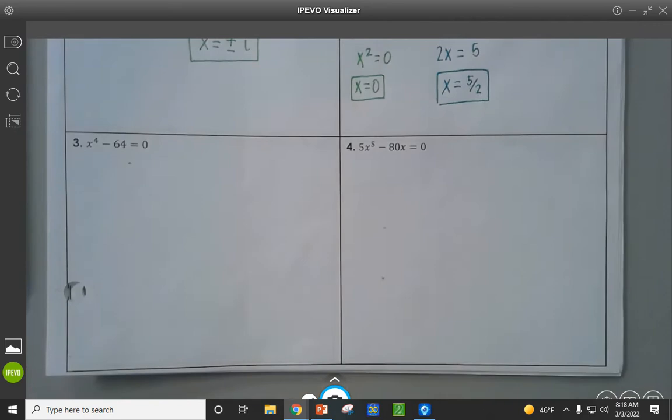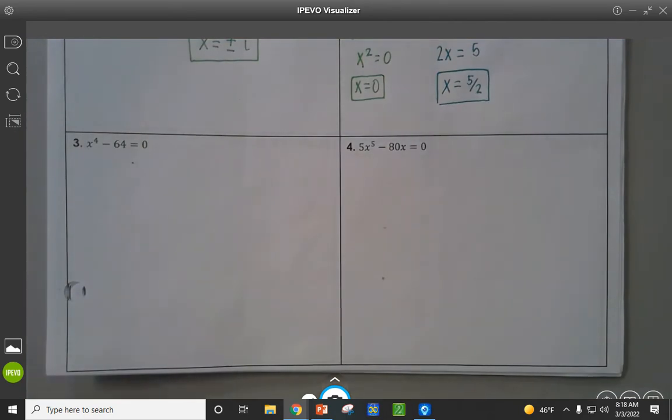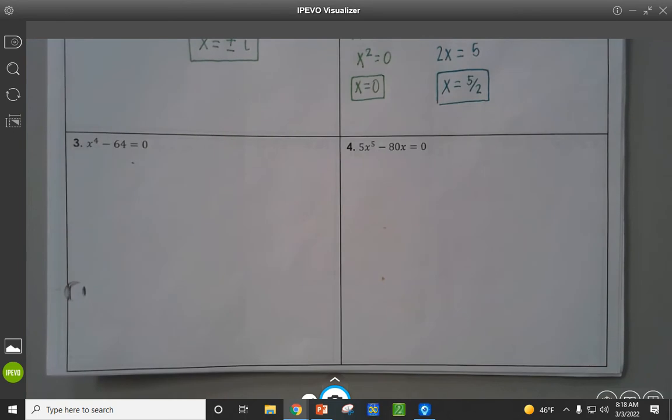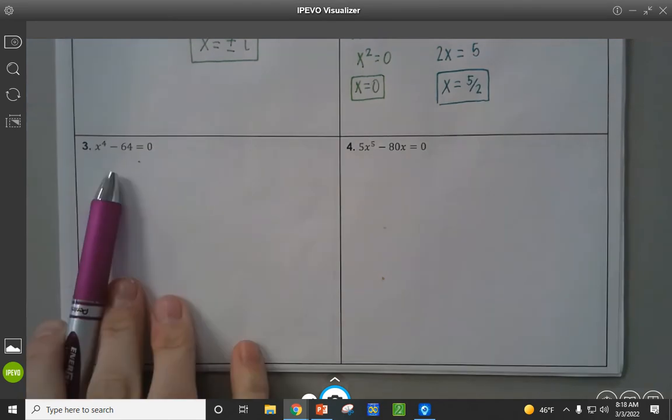Number 3. Is this set equal to 0? Yep. How many terms do we have? 2. So it has to be either difference of squares or sum or difference of cubes. Which one is it? It's difference of squares.